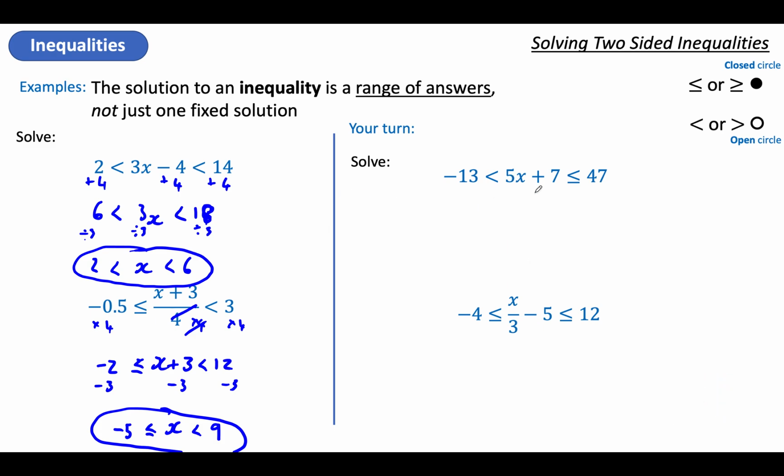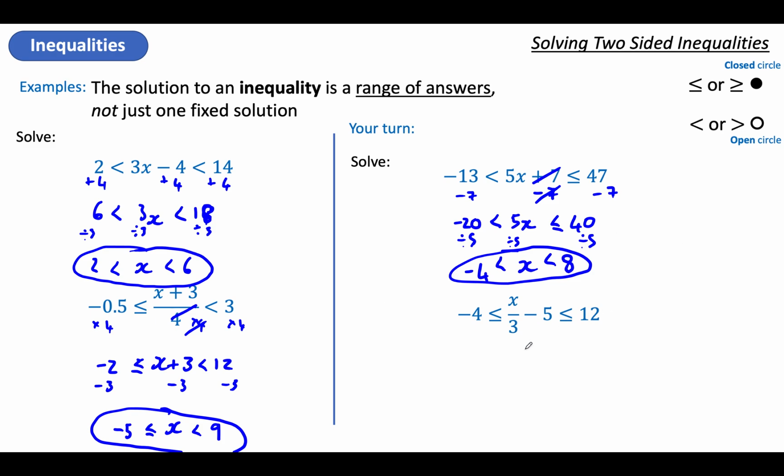Okay, we've unpaused. So take away 7 from all 3 parts of your inequality. 7 take away 7 just leaves the 5x on its own. 47 take away 7 is 40. And negative 13 take away 7 is negative 20. And I don't want 5x, so I divide by 5 to get x. But you do that to all 3 parts of your inequality. So minus 20 divided by 5 is negative 4. And 40 divided by 5 is 8. So there's my answer. X is bigger than negative 4, but less than 8.